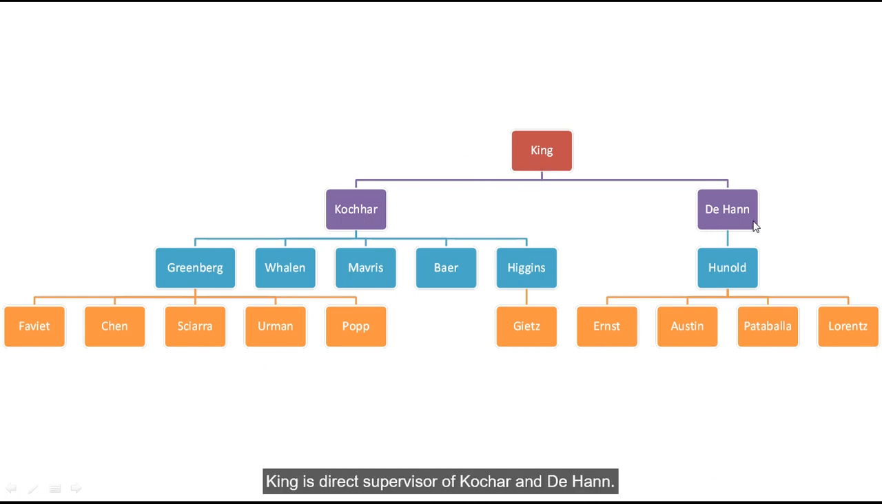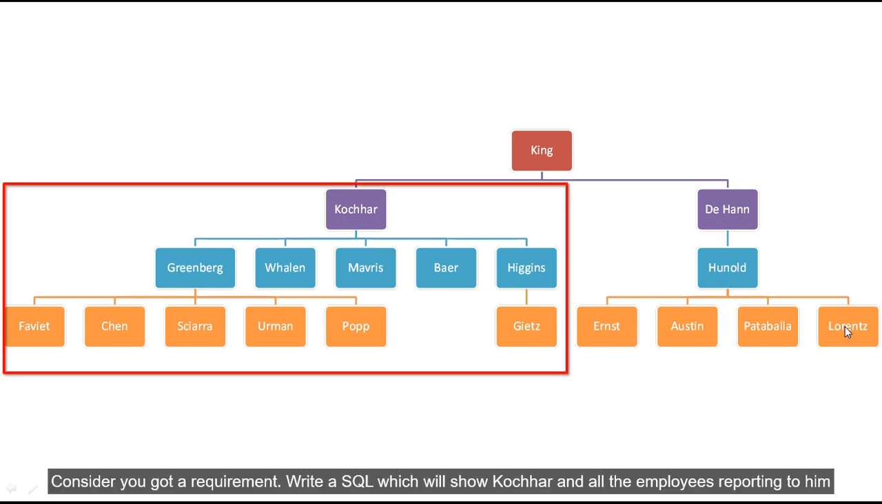King is direct supervisor of Kosar and Dihan. Kosar is direct supervisor of other 5 employees reporting to him. Among them, Greenberg and Higgins have employees reporting to them. Likewise, Hannard reports to Dehan and there are employees reporting to Hannard. This hierarchy has 4 levels. Consider you got a requirement to write a SQL which shows Kosar and all the employees reporting to him.